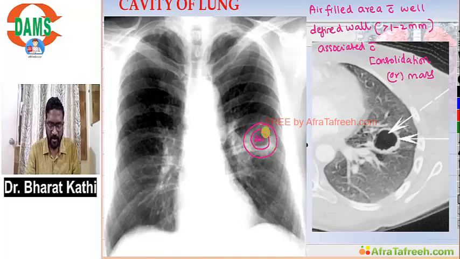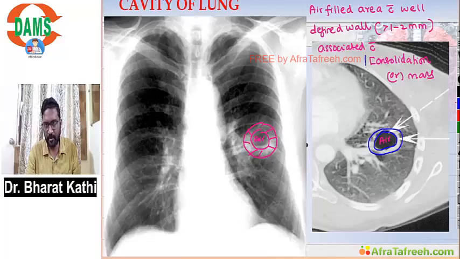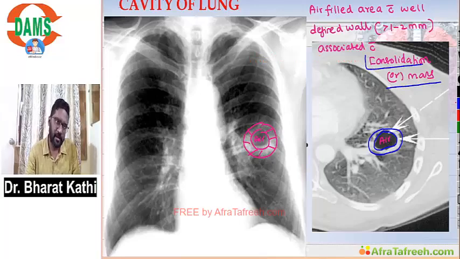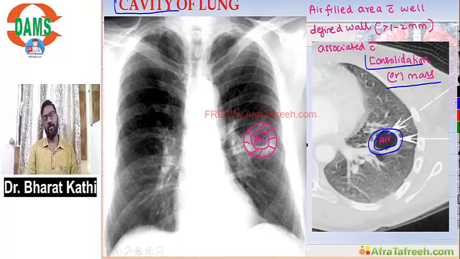Around that air-filled area, you should be able to notice this well-defined wall. So I think everybody can notice. Generally, a cavity happens as a result of some ongoing pathology. There might be a consolidation, or there might be a mass, and that can be responsible for the cavity. And whenever you identify it as a cavity, the examiner will ask you, what are all the lung diseases where there can be a cavity?